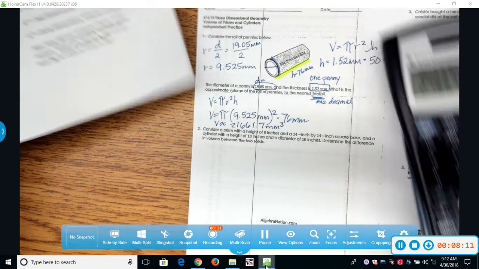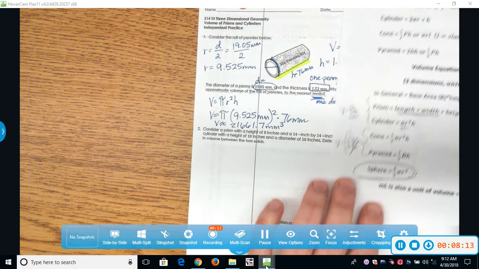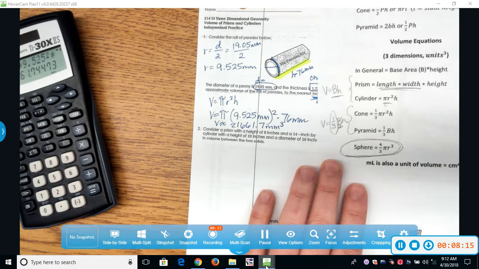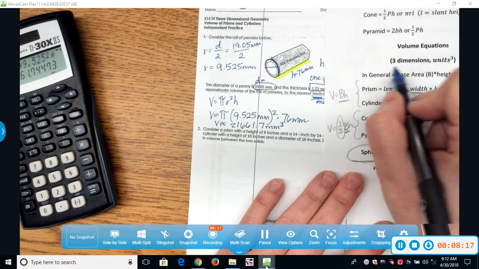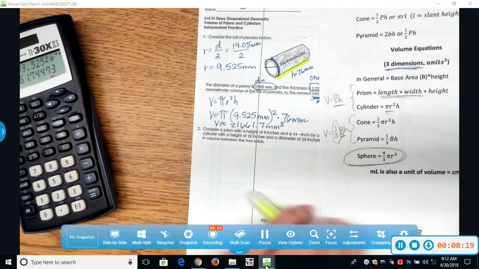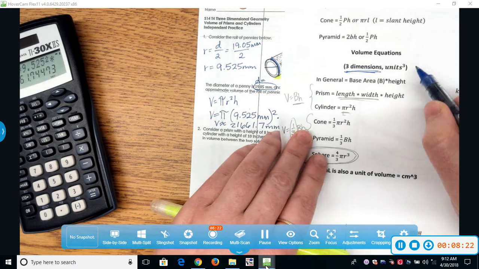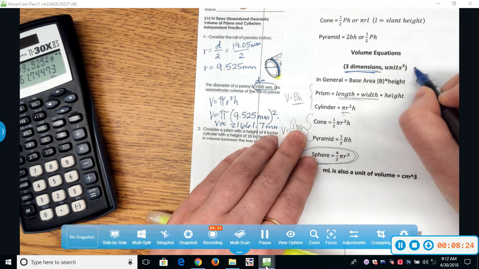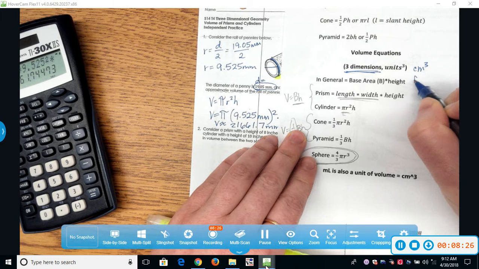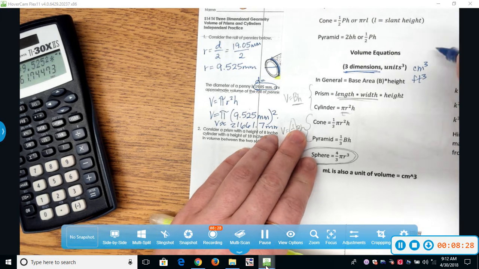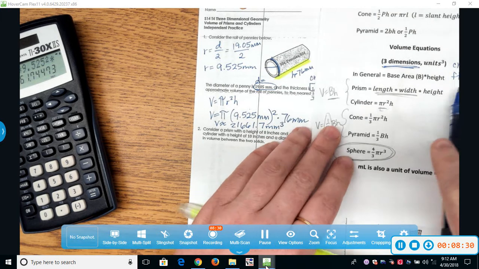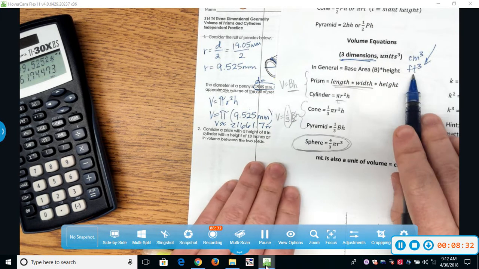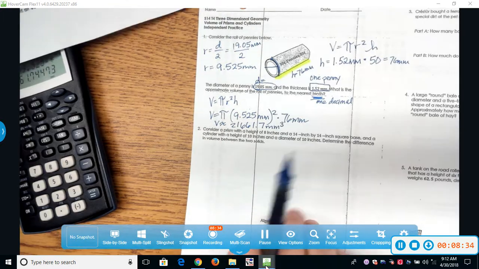One of the things I put onto this formula sheet was I told you volume has 3 dimensions, so your units are cubic. So I may have centimeters cubed, feet cubed. So if I'm given a problem and I see the units are cubic or to the 3rd power, that's a hint that I have a volume.